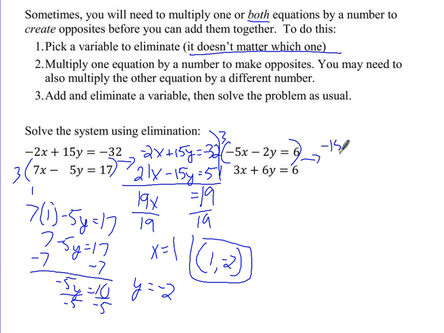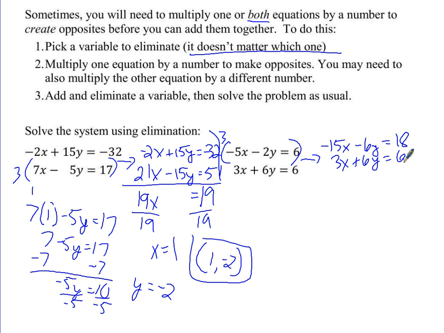Distribute the 3 in, so we get negative 15x. Three times 6 is 18. Don't forget to distribute all the way through. A lot of people will forget that last number. It becomes 18. What about the bottom equation? Yeah, it's just the same, so you just rewrite it. 3x plus 6y equals 6.